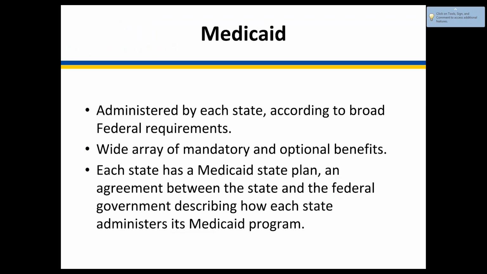To start us off, generally the Medicaid program is administered by each state according to broad federal requirements. So the Medicaid program contains a wide array of mandatory and optional benefits located in Section 1905(a) of the Social Security Act. And each state has a Medicaid state plan, which is a document that describes how their state administers the Medicaid program and lists the services provided. So each state does it a little bit differently, but the Medicaid state plan is where all the services are listed that are in the Medicaid program. Next slide.